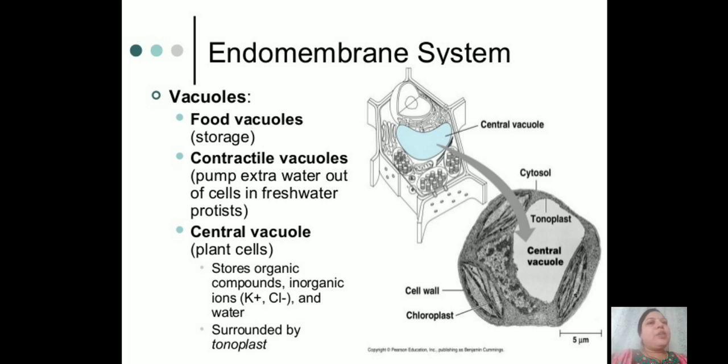Vacuoles are of various types, including food vacuole, contractile vacuole, and central vacuole. Food vacuoles store the food. Contractile vacuoles pump the extra water out of the cell in the case of freshwater protists. Then the central vacuole is present in plant cells, which occupies three-fourths of the area of the cell. It stores organic compounds, inorganic ions and water also. It is also known as the tonoplast.